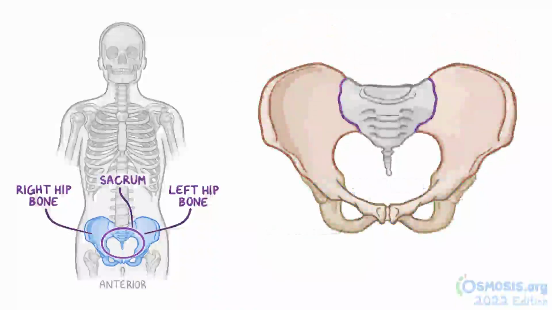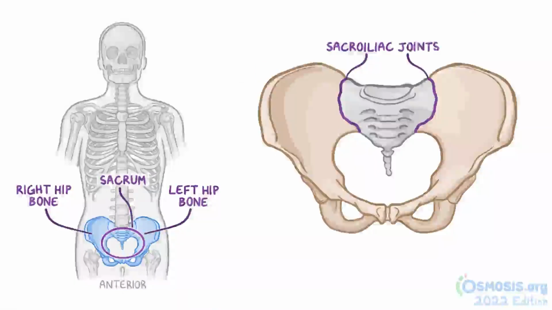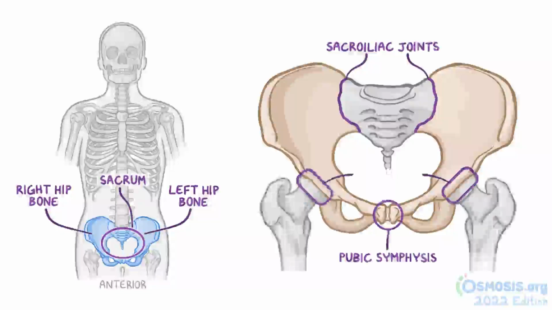Posteromedially, it articulates with the sacrum at the sacroiliac joint. Anteromedially, it articulates with the other hip bone at the pubic symphysis. And finally, it articulates with the head of the femur to form the hip joint.